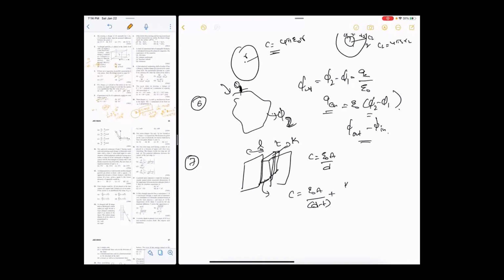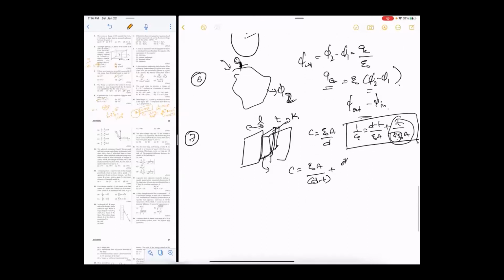they are in series, no? So 1 by C equivalent is D minus T by epsilon naught A plus T by K epsilon naught A. This is the C equivalent when you introduce a slab of thickness T and dielectric constant K. Now when you put a metal, this K will become infinity, so this becomes 0. But in this case, T also is 0 because of negligible thickness. So what is 1 by C equivalent? D minus 0 by epsilon naught A plus 0, because it is T by infinity. So this becomes 0. So C equivalent still remains the same, epsilon naught A by D.